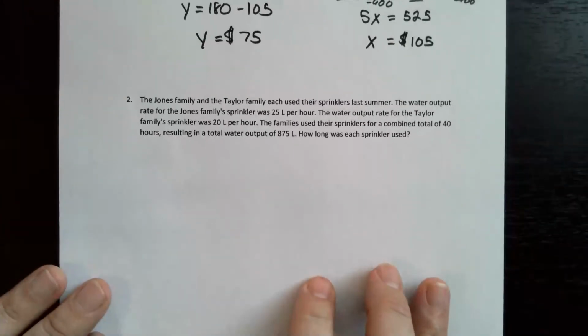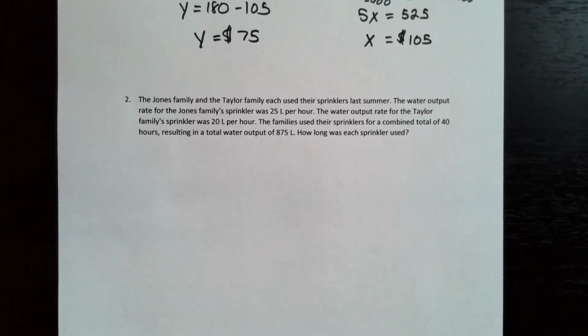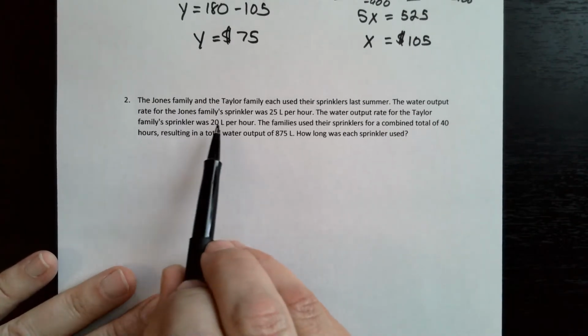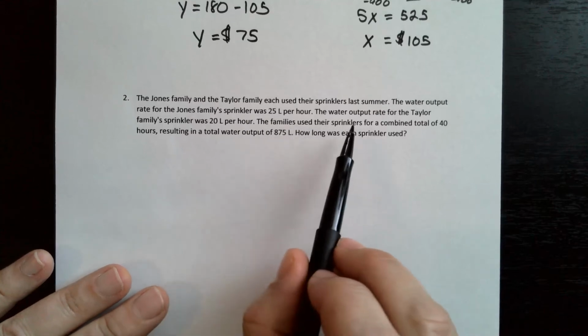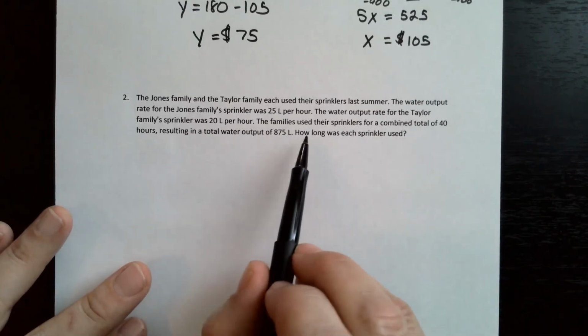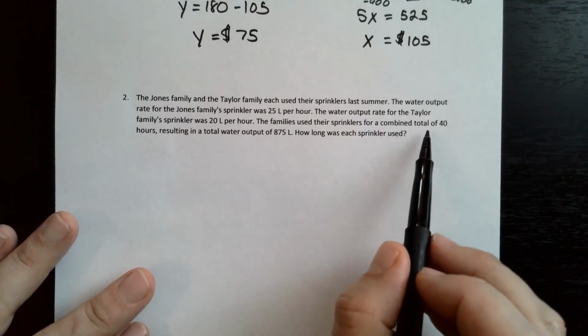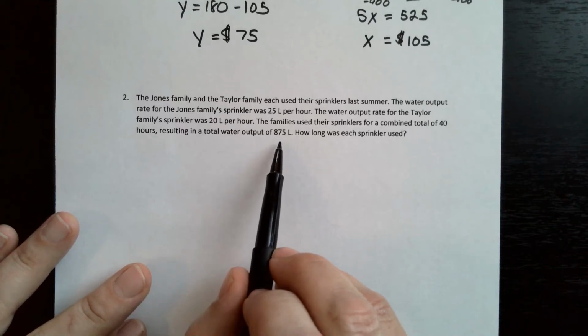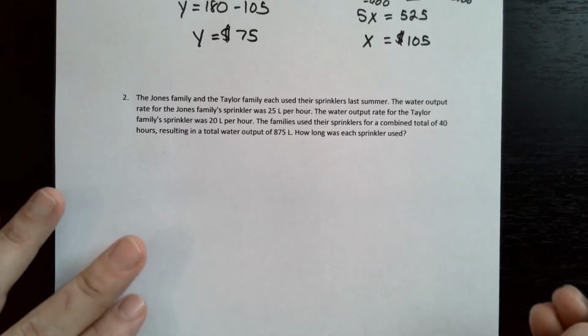Okay, let's do another one. This one has the Jones family and the Taylor family, who each used their sprinklers last summer. The water output rate for the Jones family sprinkler was 25 liters per hour. The water output rate for the Taylor family sprinkler was 20 liters per hour. The families used their sprinklers for a combined total of 40 hours, resulting in a water output of 875 liters. How long was each sprinkler used?